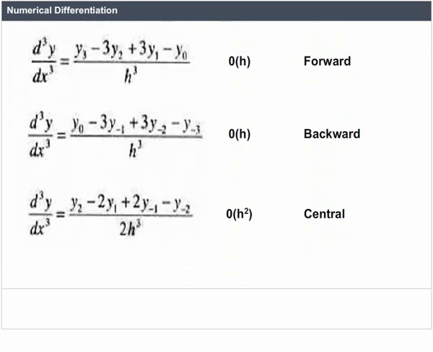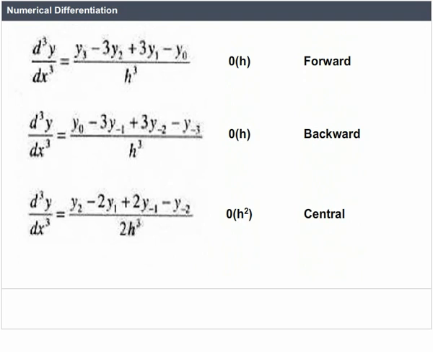Next row, d cube y by dx cube equals y3 minus 3y2 plus 3y1 minus y0 divided by h cube, error is order of h, difference is forward. Next row, d cube y by dx cube equals y0 minus 3y minus 1 plus 3y minus 2 minus y minus 3 divided by h cube. Error is order of h, difference is backward.